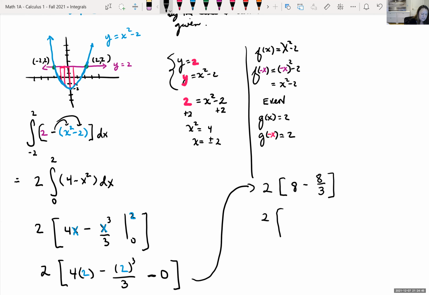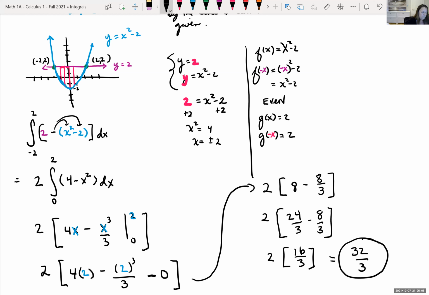I'm just going to get a common denominator. So the common denominator inside the bracket is 3. So 8 is the same thing as 24 thirds minus 8 thirds. So we'll bring down that 2. So 24 minus 8, this is 16 thirds. And 2 times 16 thirds gives us back 32 thirds. Okay, so we found that area bounded between y equals 2 and y equals x squared minus 2.